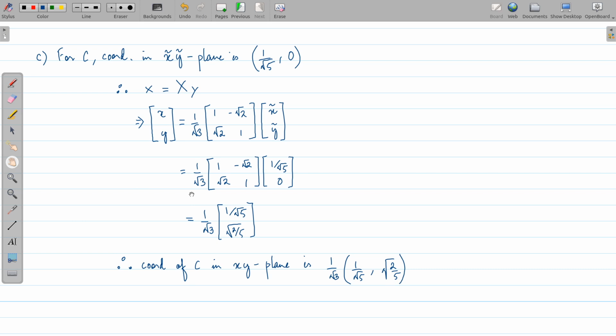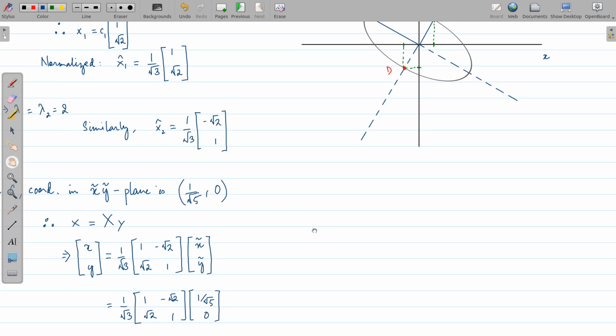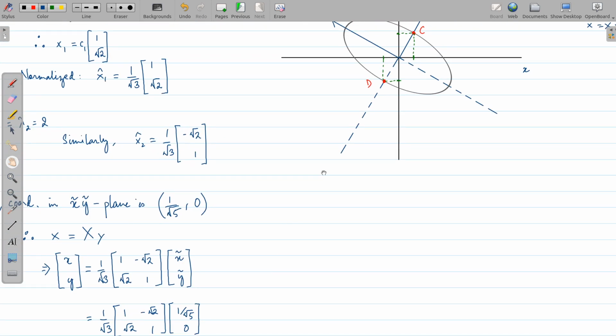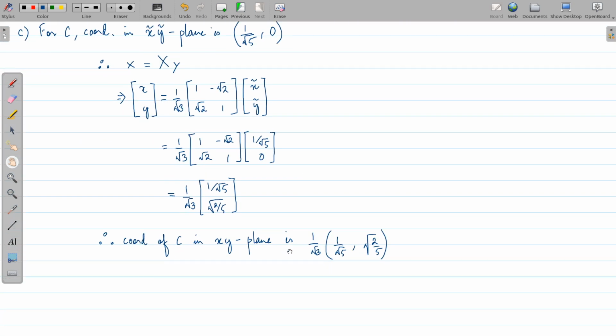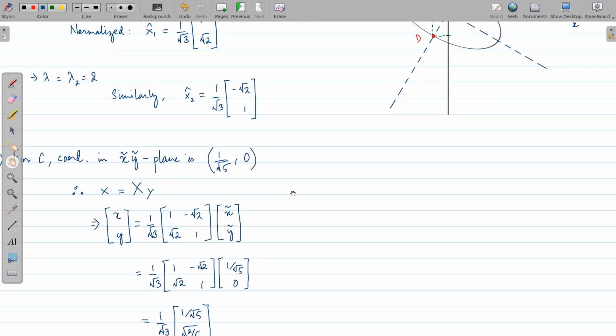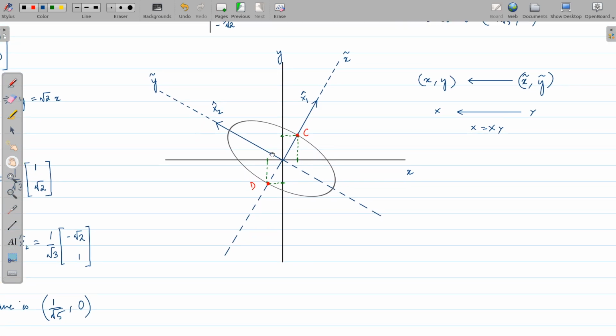In a similar way you can find the coordinates of point D, which we can just guess from here. The coordinates of D will be simple because it's in the third quadrant, so you'll get minus 1 by root 3 into 1 by root 5, comma, root over 2 by 5. I'll leave this to you for finding the coordinates of D in the xy plane. Please work this out for yourself.